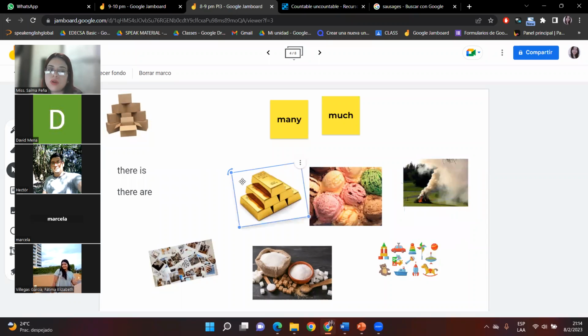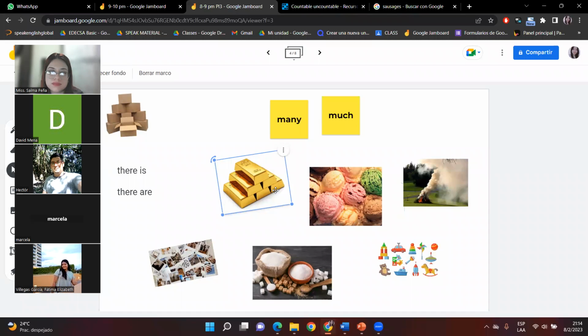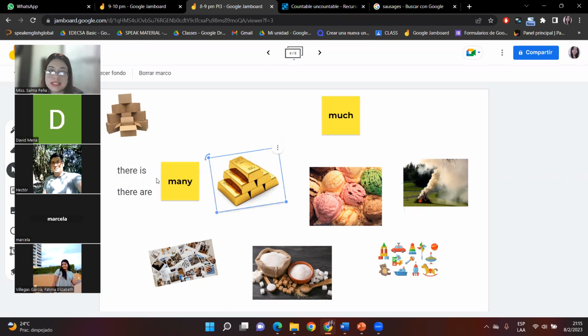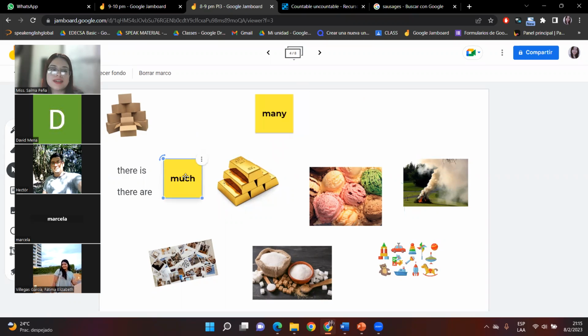Now, Hector, what about gold? There are many goals. Let's see. There is much gold. Why do you change the answer? Because it's the material. Perfect. Because it's a material. Exactly. It's a material, so you say there is much gold.